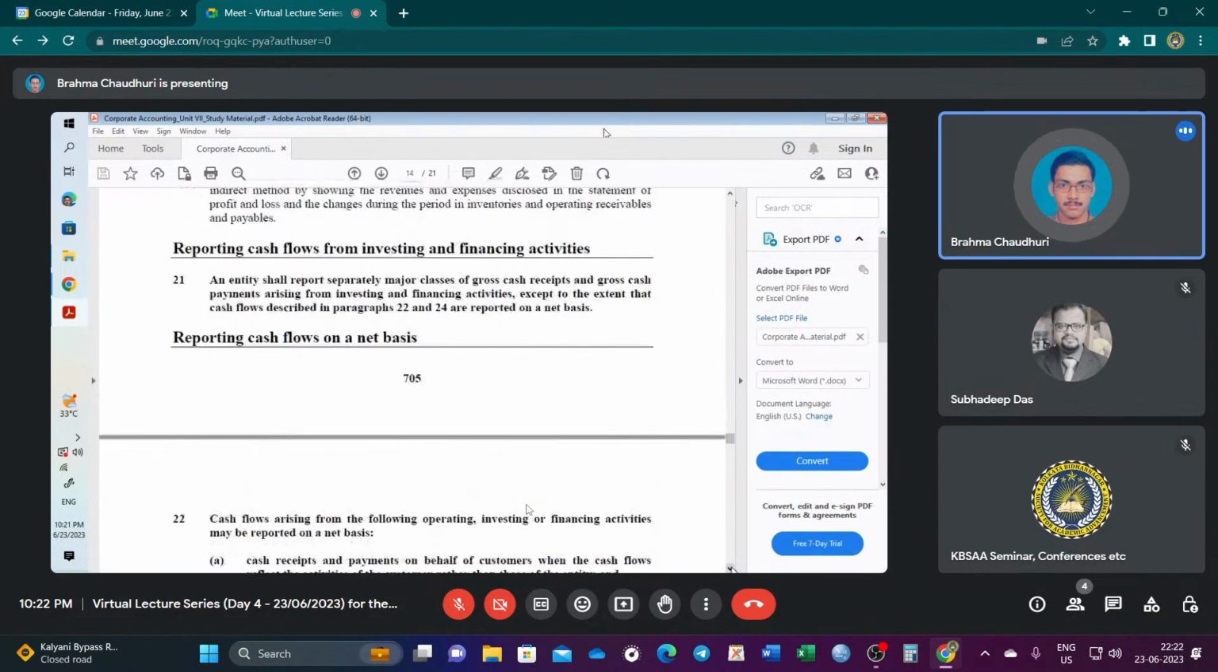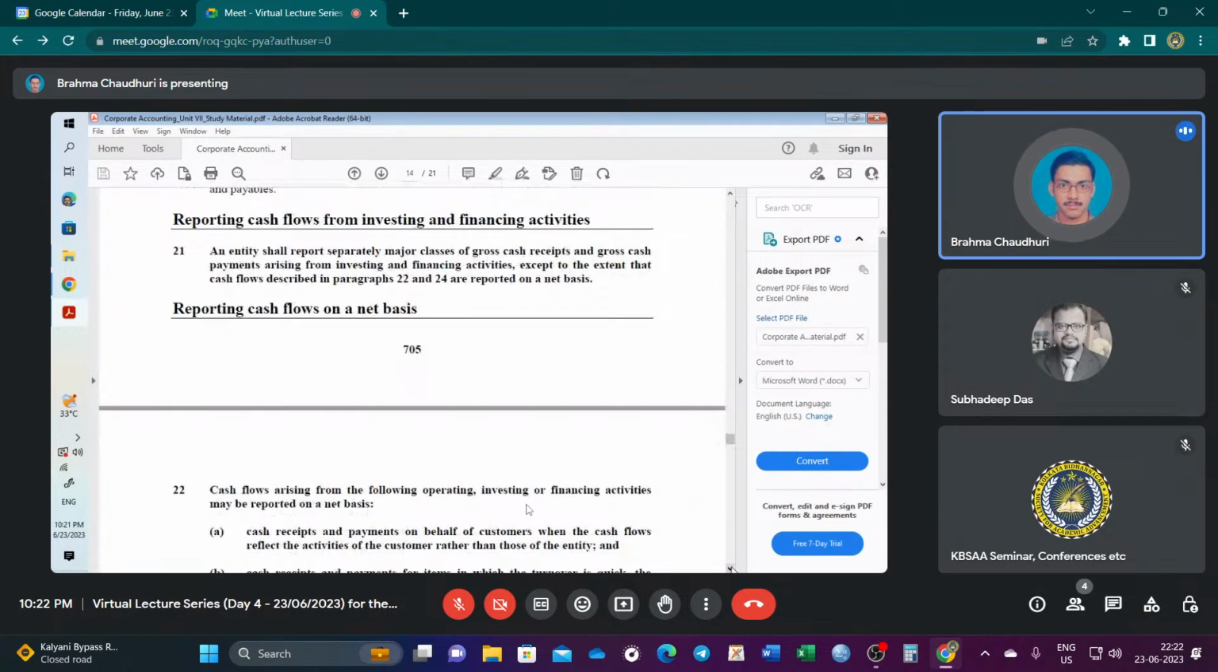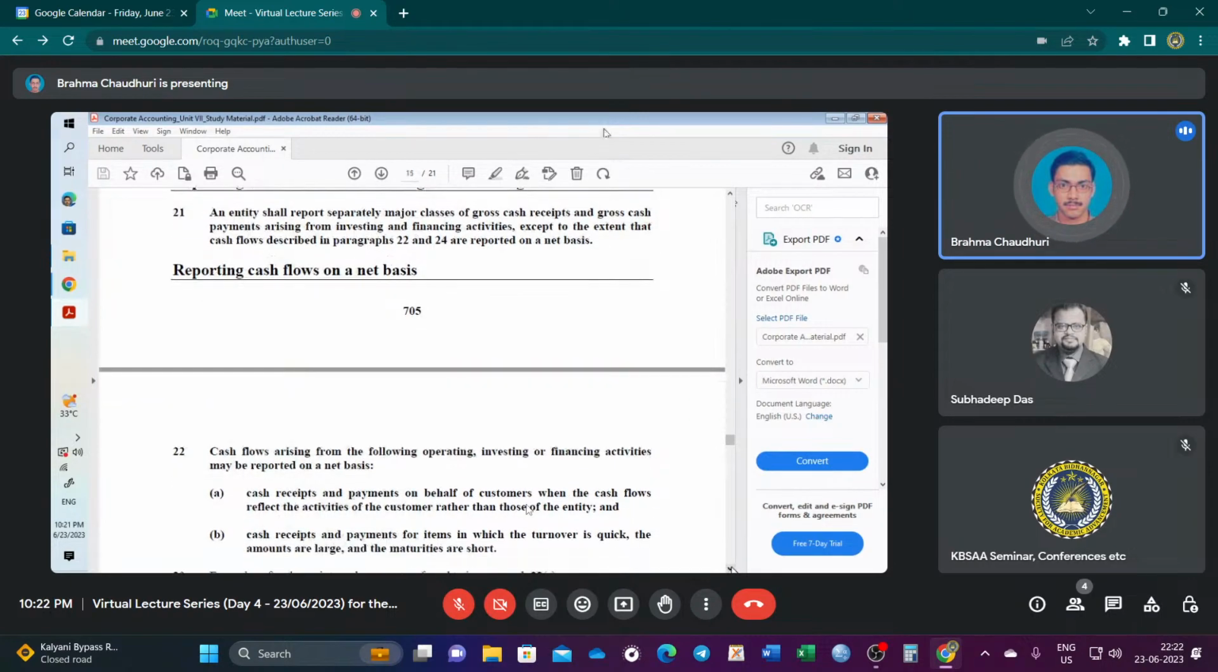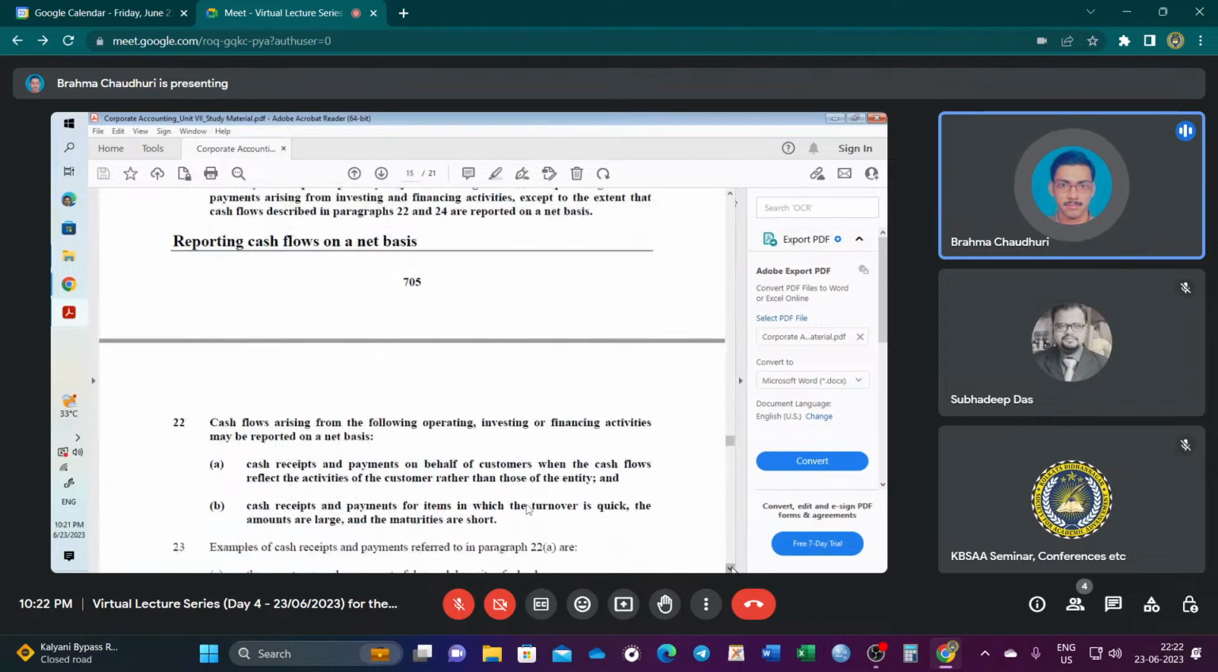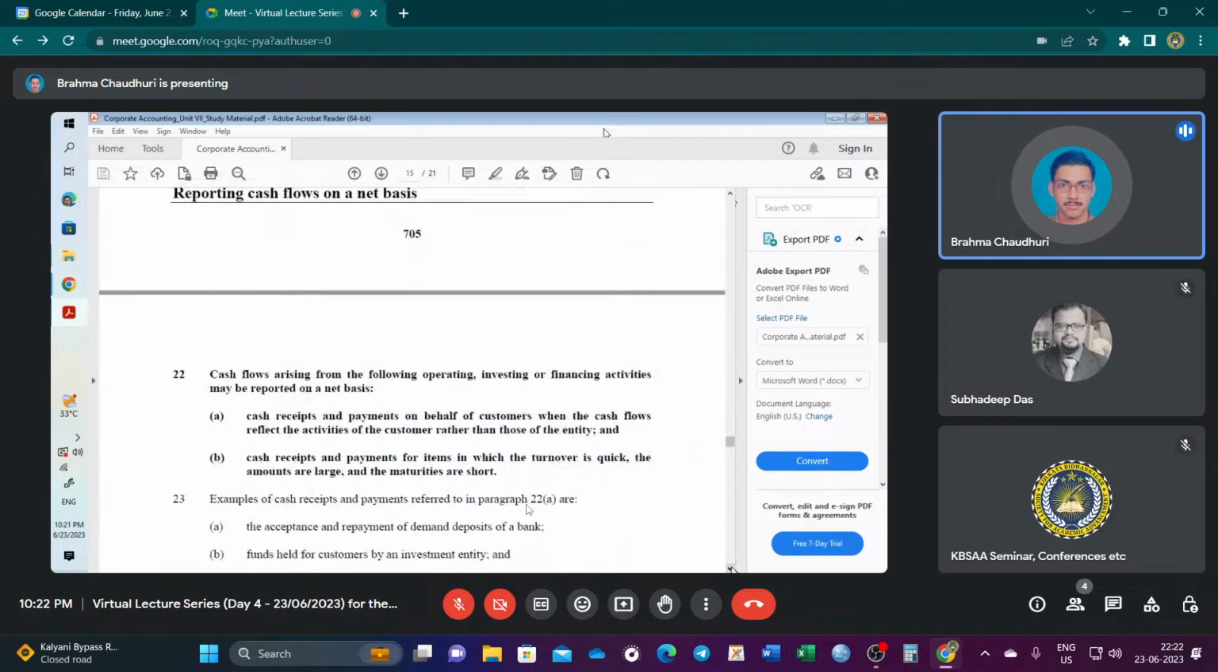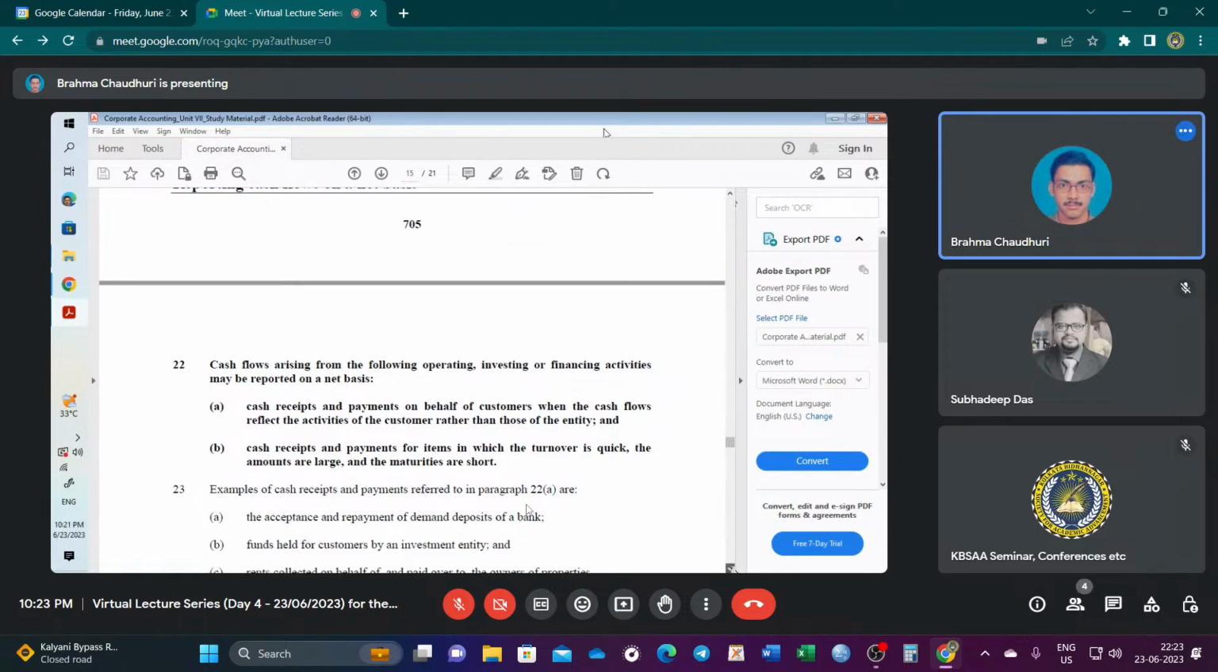And one more thing we will have to be careful about is that the cash flows from operating, investing and financing activities may be reported on a net basis in these cases: cash receipts and payments on behalf of customers, when the cash flows reflect the activities of the customers rather than those of the entity. And cash receipts and payments for items in which the turnover is quick, the amounts are large, and the maturities are short. In this case, it may be reported on a net basis. That means we won't have to give all the details, but on the net basis only we can show the cash receipts and the cash payments.